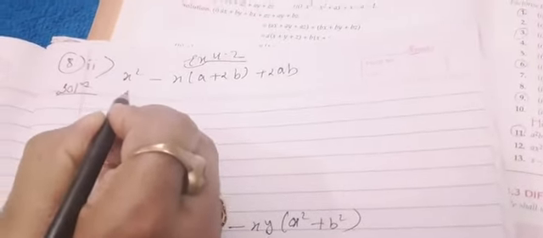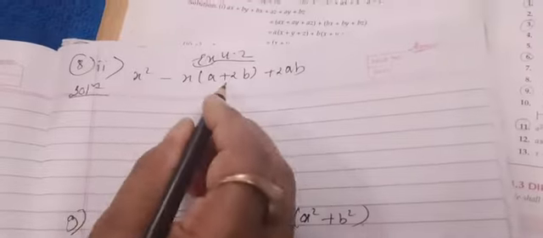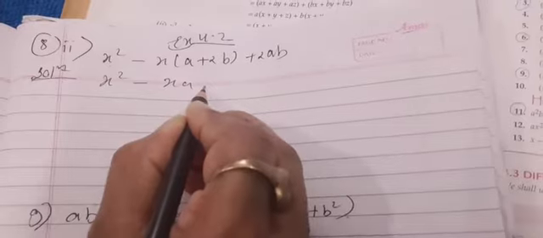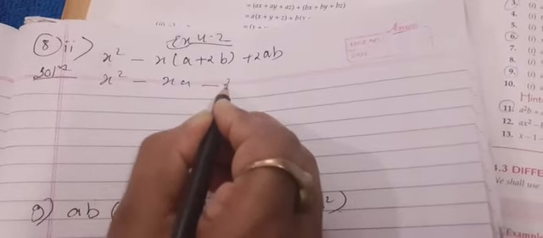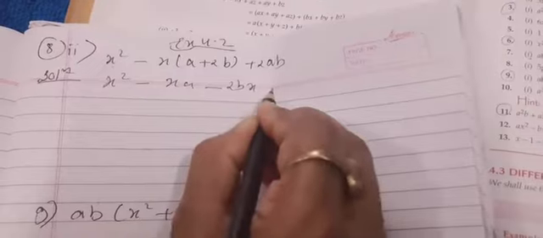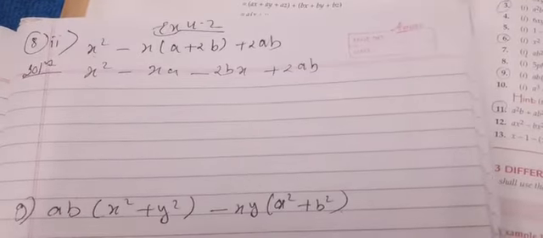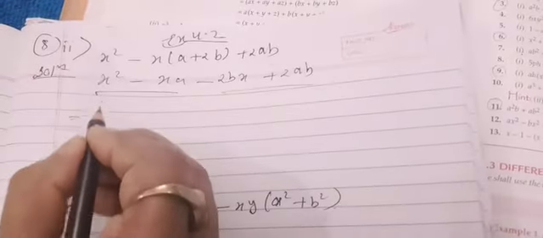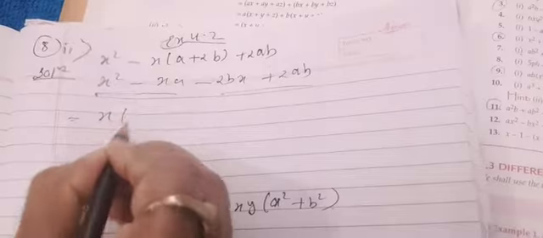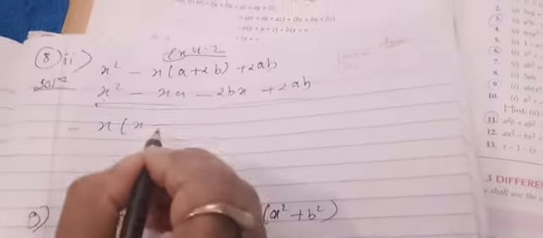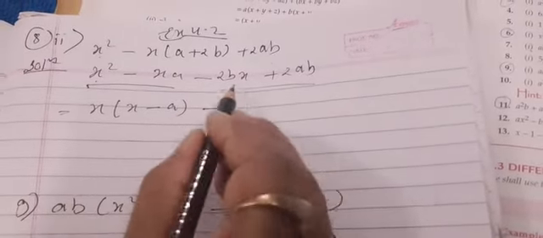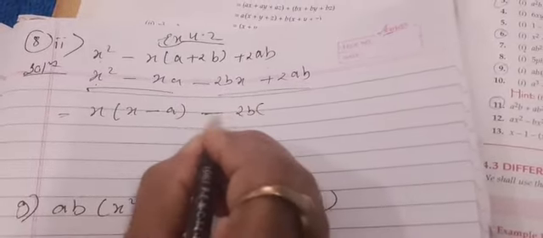So I have noted the question, and now, because nothing is common here, first of all I will open the bracket and it will become x square minus xa or ax minus 2bx, because minus plus minus 2bx plus 2ab. Now out of these two I will take something common, and out of these two. From these two I have taken x common, so here is x and here is a, so x minus a is remaining inside the bracket, and from these two I will take 2b as common.